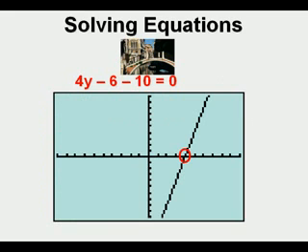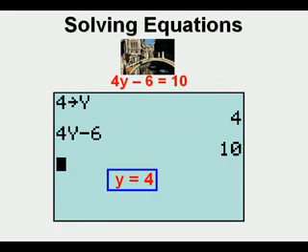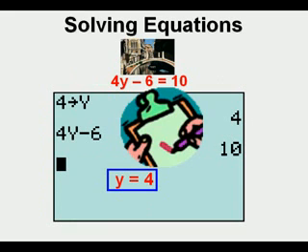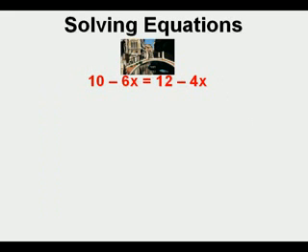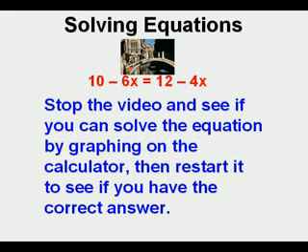We test the value of y equals 4 by taking the original equation, substituting 4 for y, and typing in the left side of the equation. So we see that since it equals 10, 4 is the right answer. Check. Let's look at one with unknowns on each side of the equal sign. Stop the video and see if you can solve it by graphing the calculator, then restart it to see if you got the correct answer.